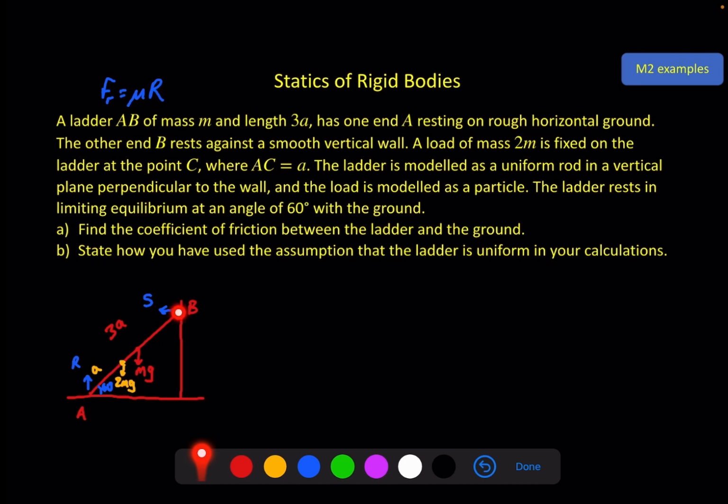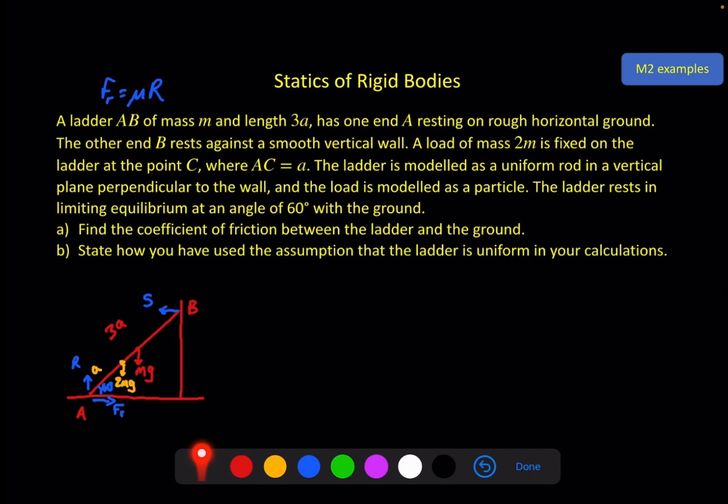And if it could, it would slide down, which means this base would slide out this way, but there is friction here, so that friction must be acting this way. And that's the friction in here. So these two are these two here in this equation, and this mu then becomes the thing that we want to find, the coefficient of friction between the ladder and the ground.